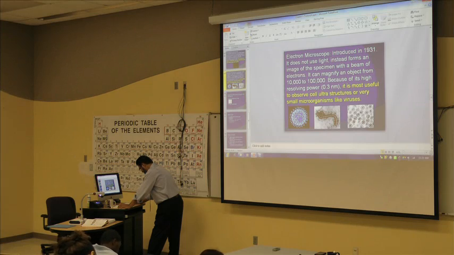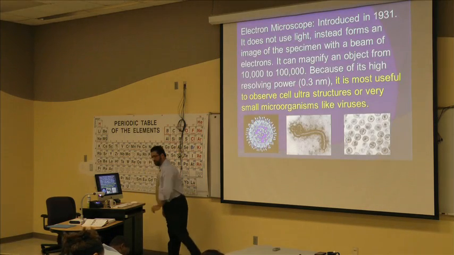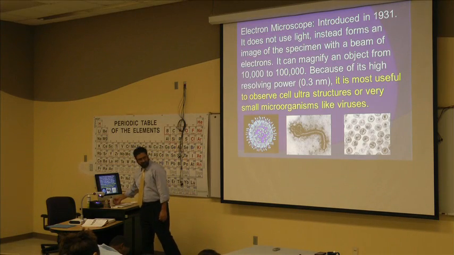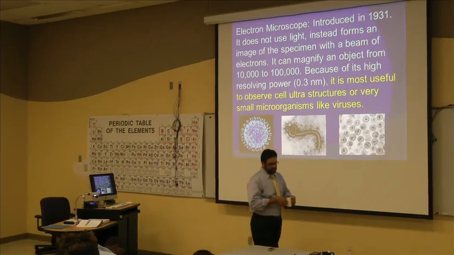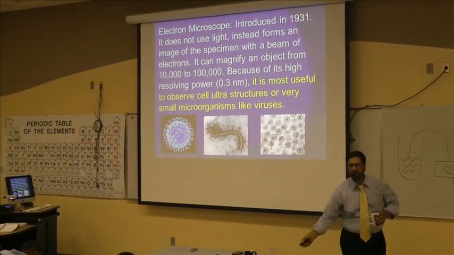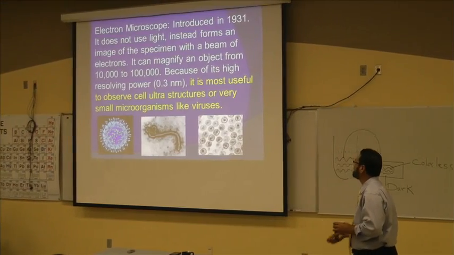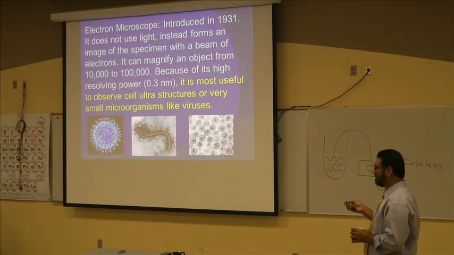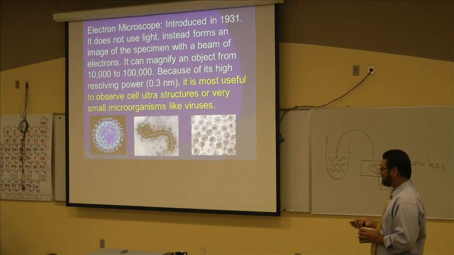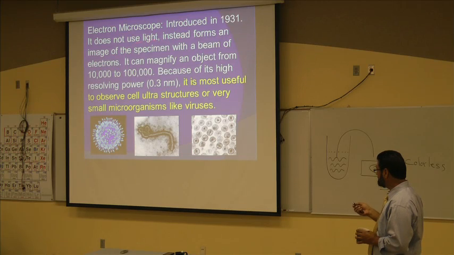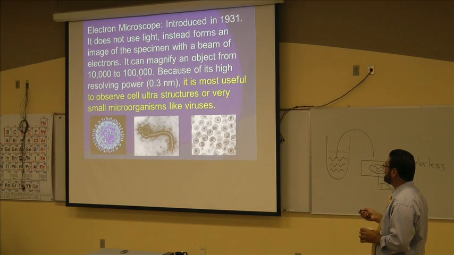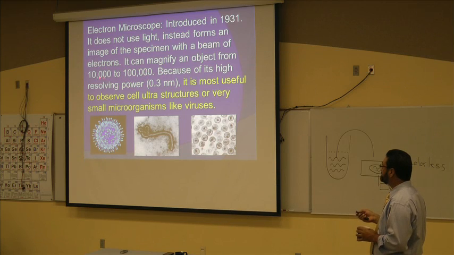Last type of microscope, electron microscope. Three things I want you to remember about electron microscope. Number one, of course, no light. Instead of light, it uses a beam of electrons. Number two, magnification. 10,000 to 100,000, and this is for living cells. For non-living, it is much greater.